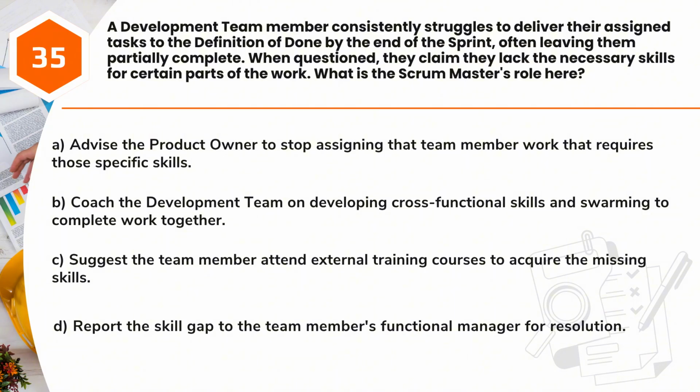A. Advise the product owner to stop assigning that team member work that requires those specific skills. B. Coach the development team on developing cross-functional skills and swarming to complete work together. C. Suggest the team member attend external training courses to acquire the missing skills. D. Report the skill gap to the team member's functional manager for resolution.